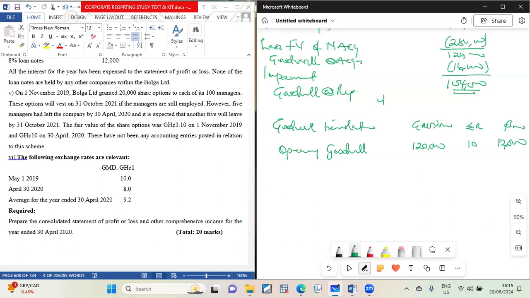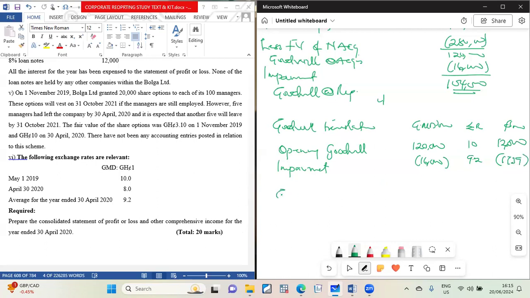All right, then what else do you bring? Impairment. But what rate do we use for the impairment? Impairment is a P&L item. So impairment is 16,000, and since it is a P&L item, we use average rate. So we have the 16,000 divided by 9.2, and that is 1,739.